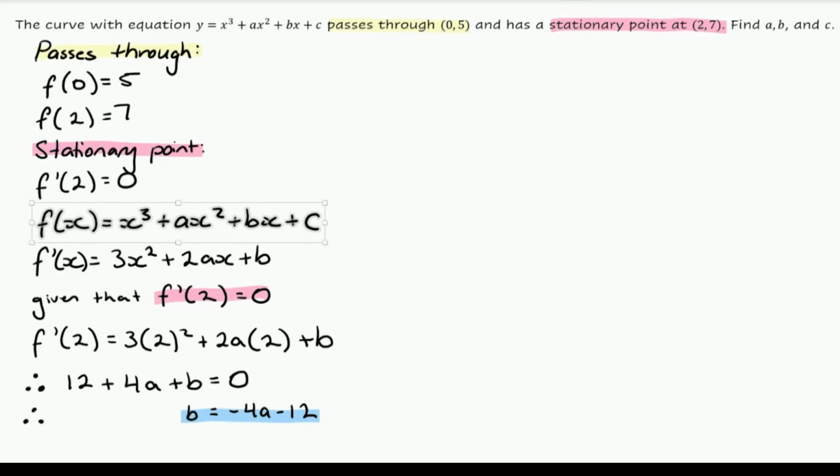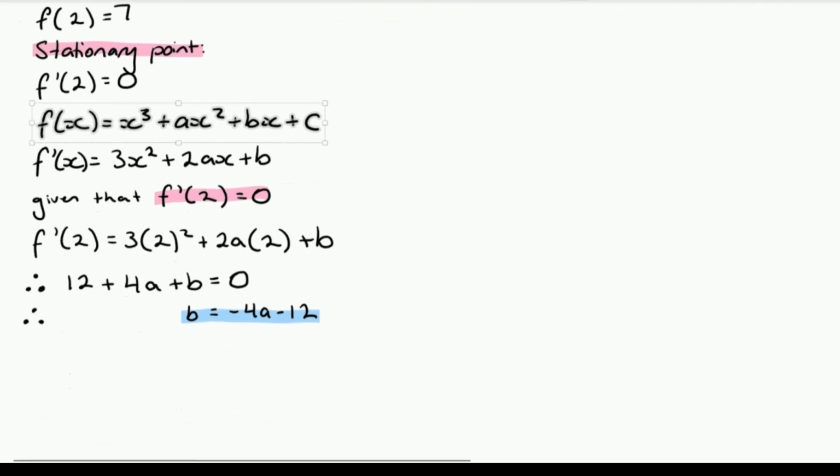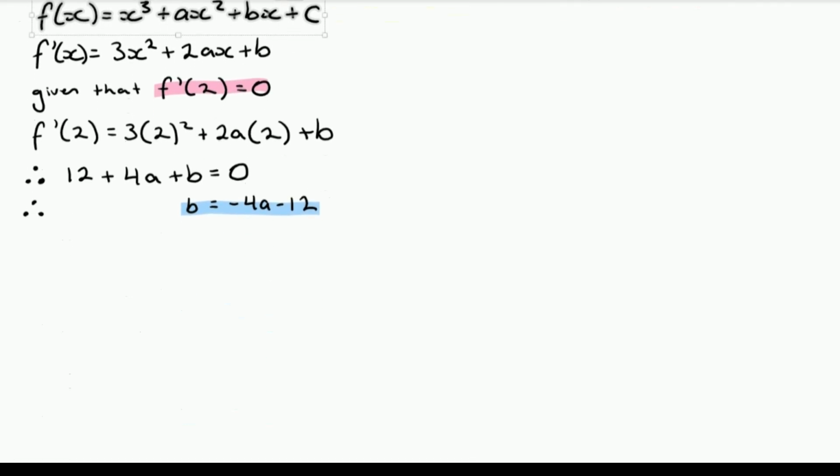And I can see that if I put 0 into this function here, I should actually be able to find a value for my c. So let's give that a try. So given that my f of 0 is equal to 5, that was one of the points it was passing through that we've been given.